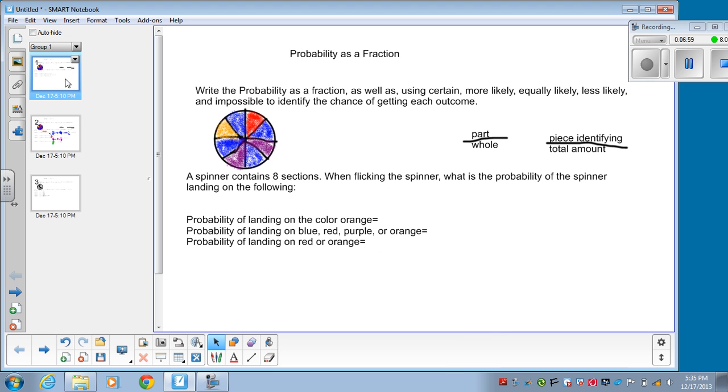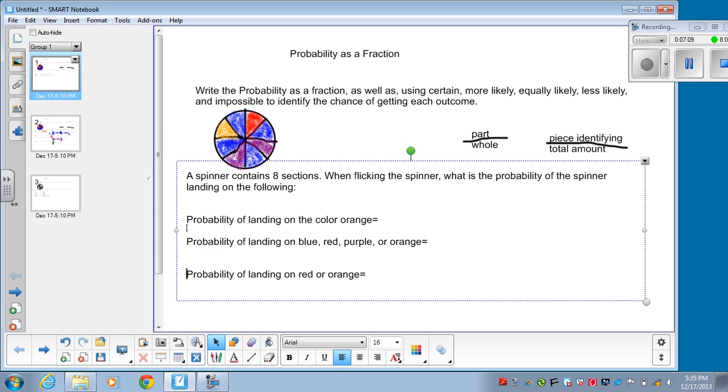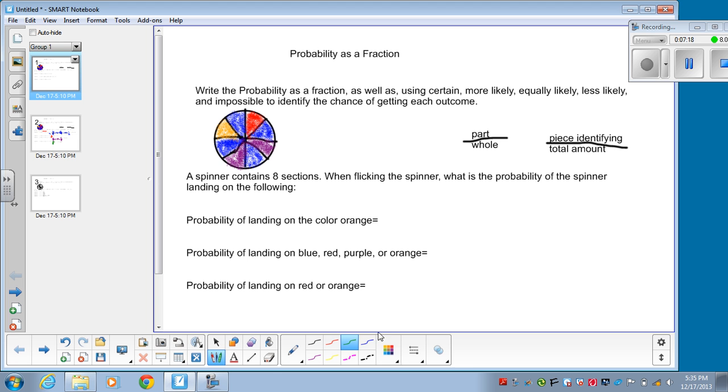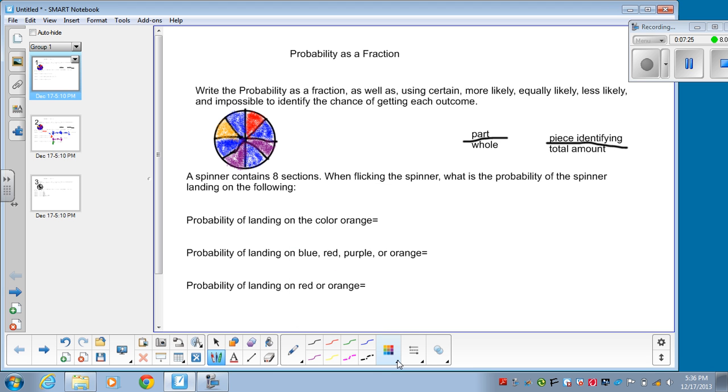Let's go into the next one. We have a few more questions. Okay, we need to identify the probability of landing on the color orange. How many orange sections are there? 1. Where does 1 go? On the top or the bottom? The piece or the total? Good job, the top. The piece.